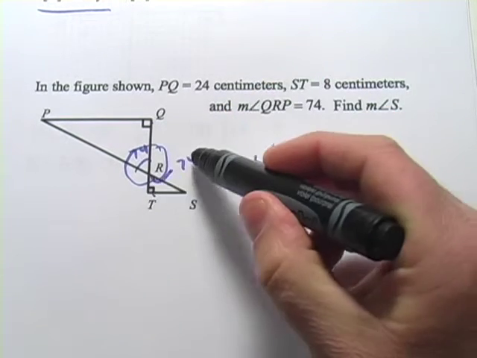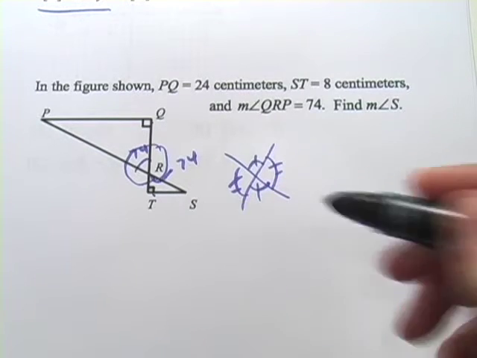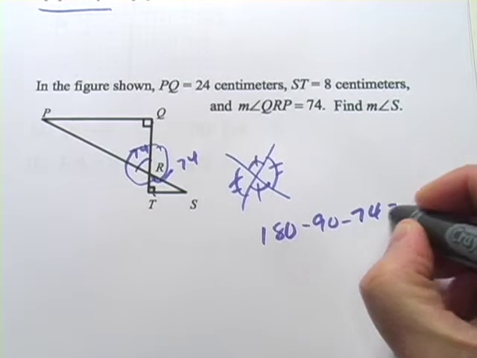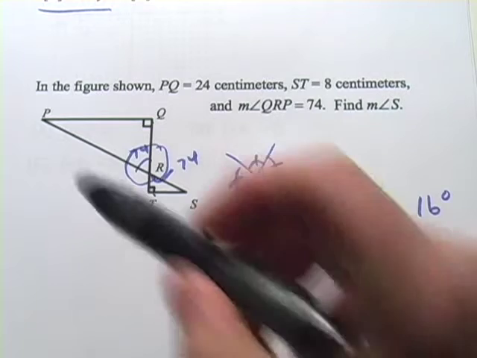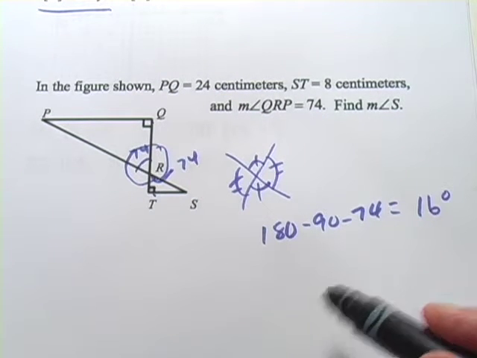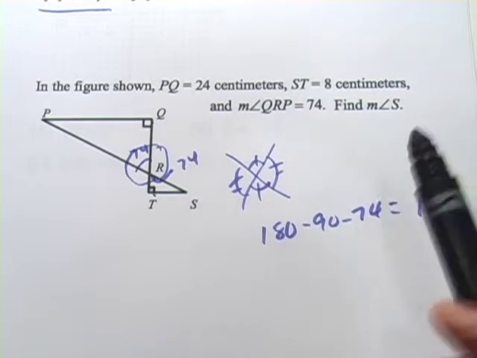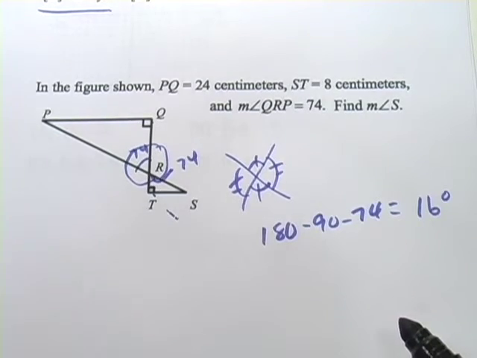And if you've got a 90 and a 74, what's left over is going to be 180 minus 90 minus 74, and I think that's 16. So the measure of angle S is 16. The measure of angle P over here would be 16 as well. And because they have all the same angles, you know they're similar triangles. So since you're given the sides here, you could figure out the other sides because the triangles are proportional. Let's move on.